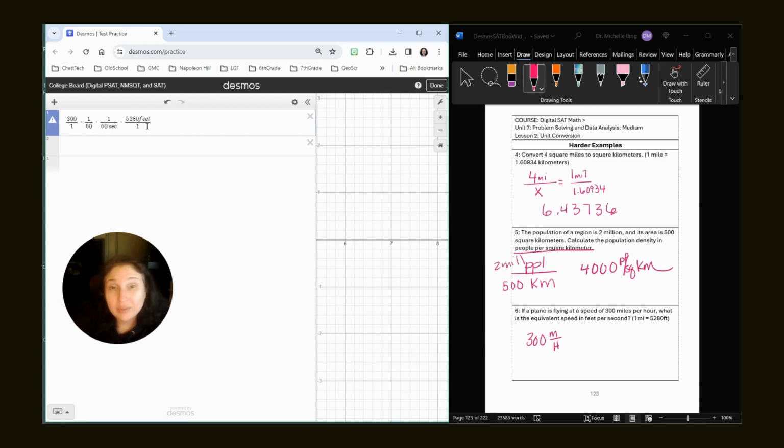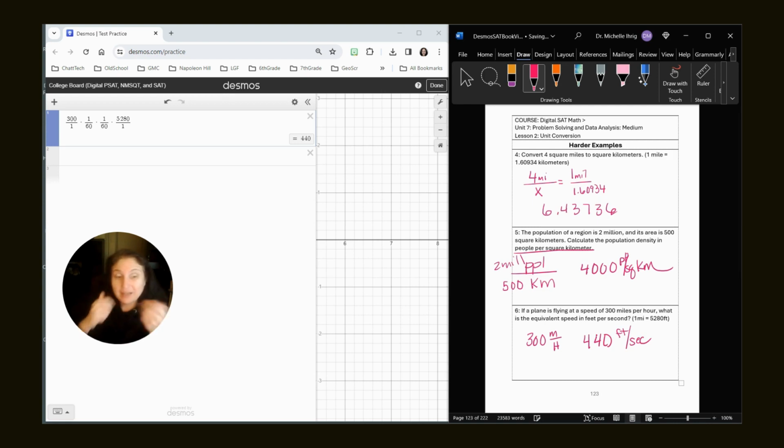The only labels I have left are feet in the numerator, which is what I was going for, and seconds in the denominator, which is what I was going for. So I have feet per second, so I can delete my feet label, I can delete my seconds label, and I can get our answer of 440 feet per second. I mean, how fun is that?